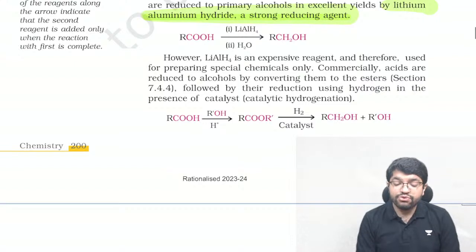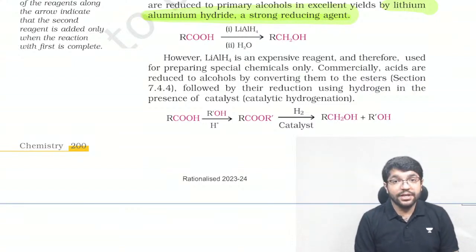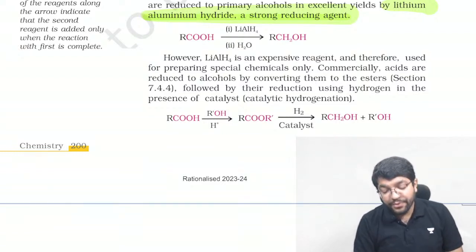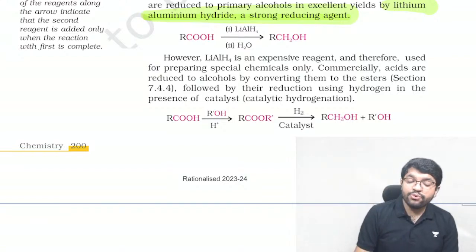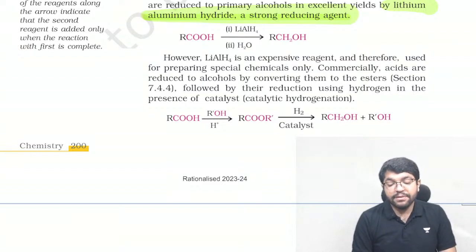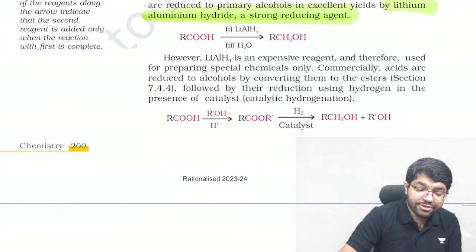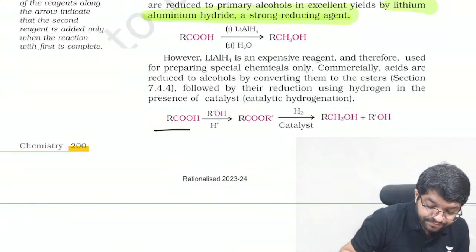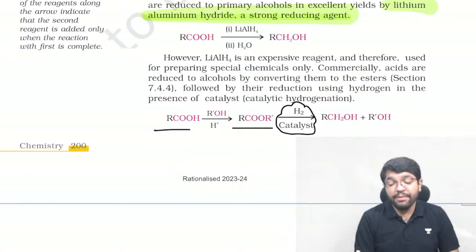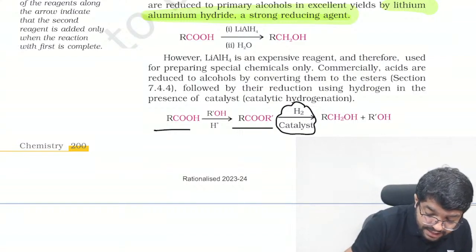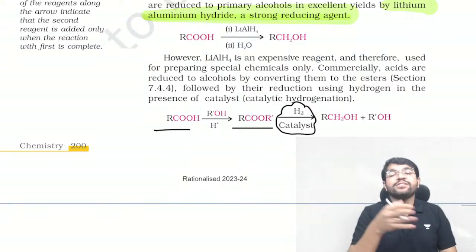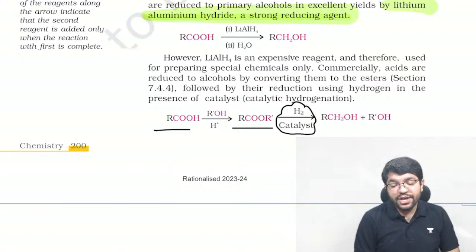Commercially, acids are reduced to alcohols by converting them to ester, followed by their reduction in the presence of catalyst. Acid converts to ester, ester breaks to alcohol. How do we do that, sir? First of all, I make you an ester here, and then if I put hydrogen, the same easily available reagent, it simply breaks down to RCH2OH and R-OH.